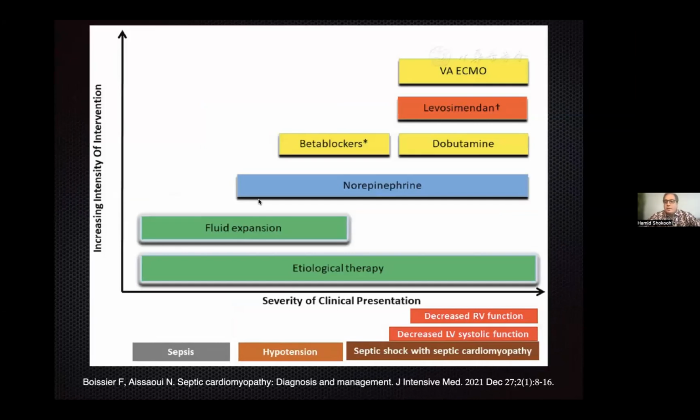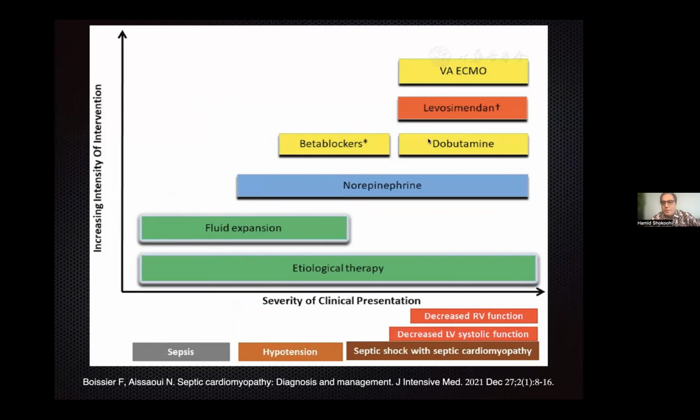Those are the cases where you can think of starting something like ECMO. Those are the ones to look for. So these are the different components, different clinical presentations of sepsis. As you see, in the majority of these cases you are picking it up at the beginning, so they never reach that point.